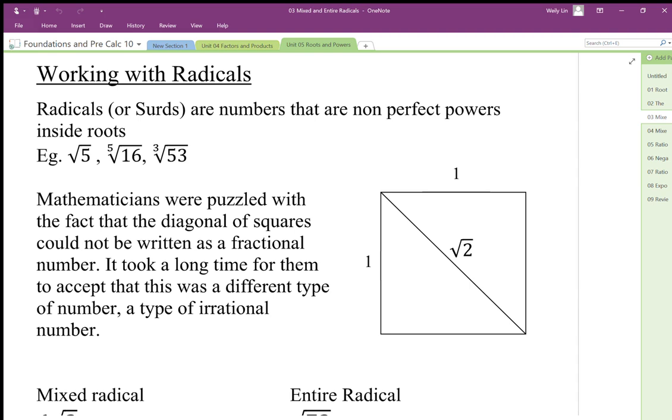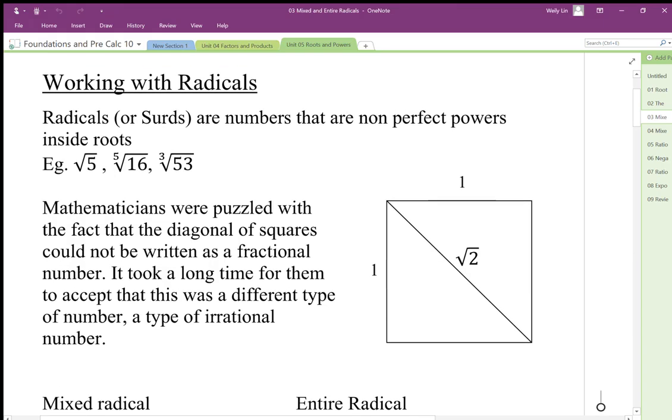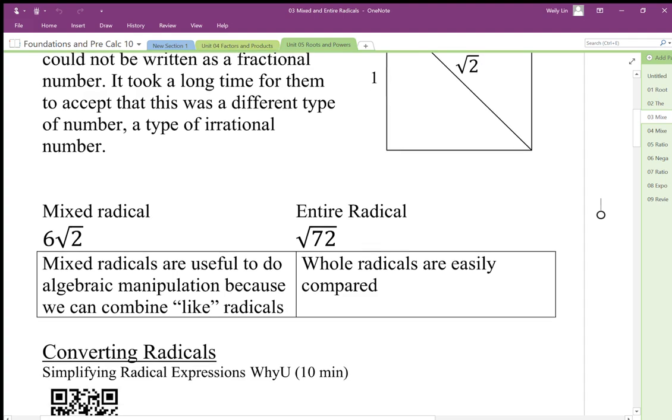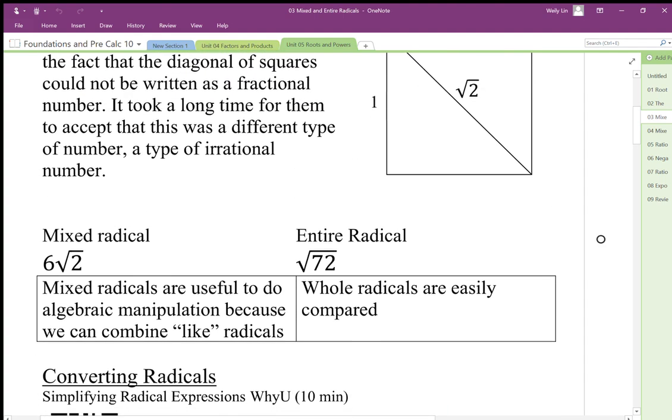This number is never repeating and never terminating. And we can express these irrational numbers in two ways.